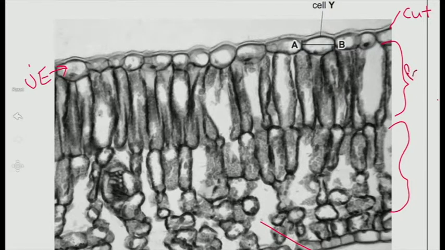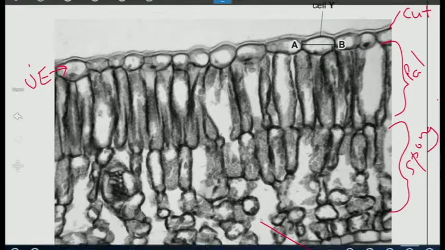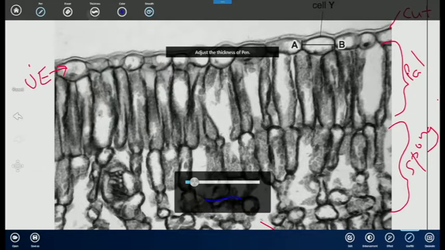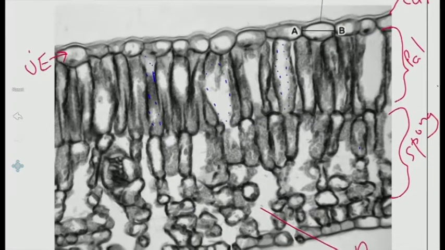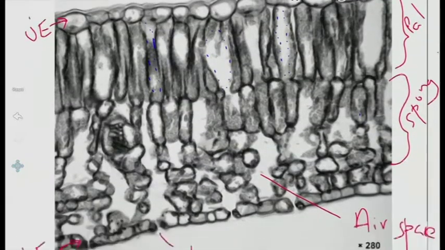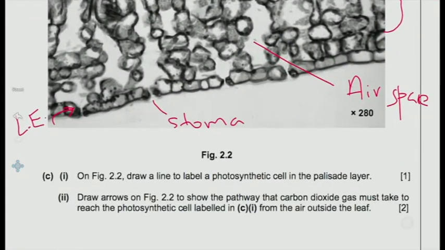Palisade, we said this is the palisade layer. The spongy mesophyll cells. And the palisade cells, we know that they are rich in chloroplasts. The chloroplast right here for photosynthesis. As a briefing of background information with regards to the cross-section of the leaf. With that, let's get to the question now. Figure 2.2.